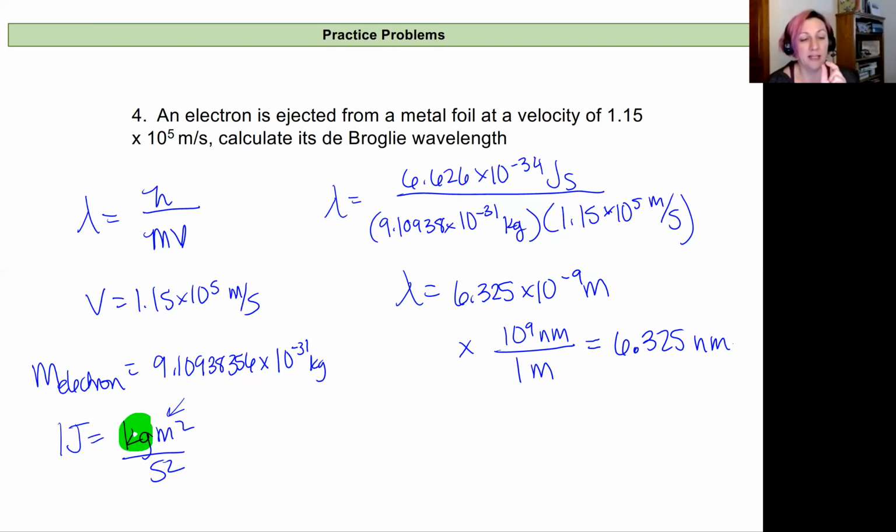Remember, as we got smaller and smaller wavelengths, we had higher and higher frequencies, which meant we had higher energy. So this electron has a higher energy wave than we would expect for something like visible light or radio waves or something like that.